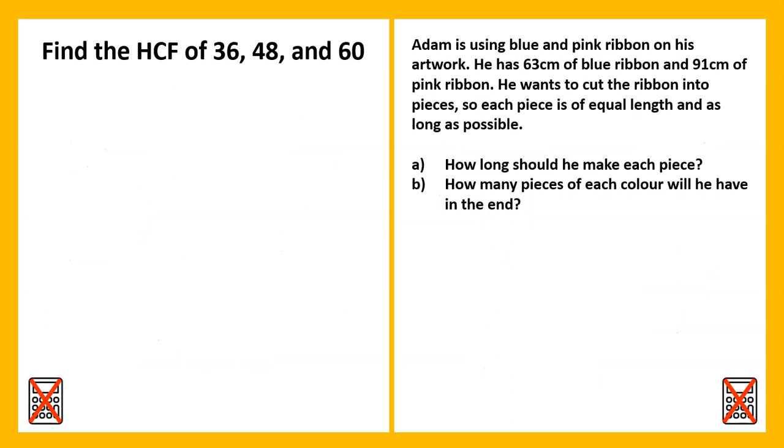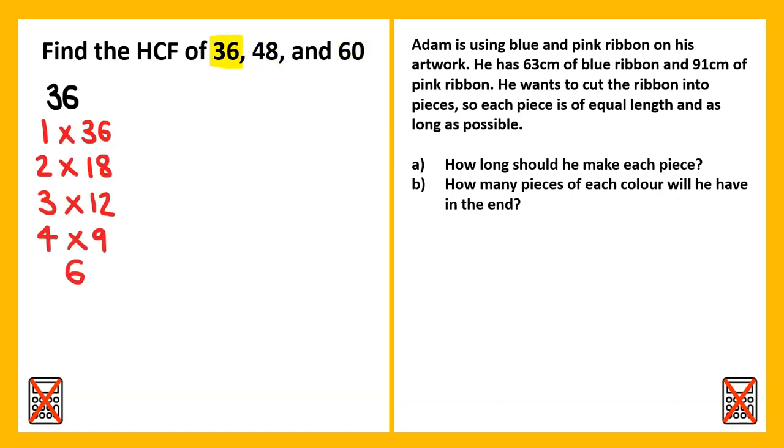On to the intermediate questions with a slight increase in difficulty. It's possible to find the highest common factor of more than 2 numbers. In this example, we're finding the highest common factor of 36, 48, and 60. Start by listing the factors of 36. This we have already completed from one of the beginner questions.